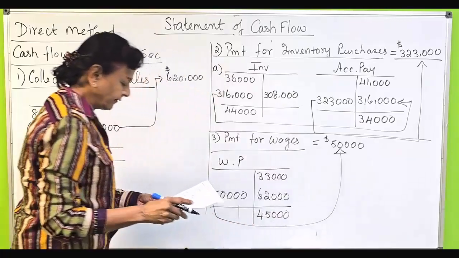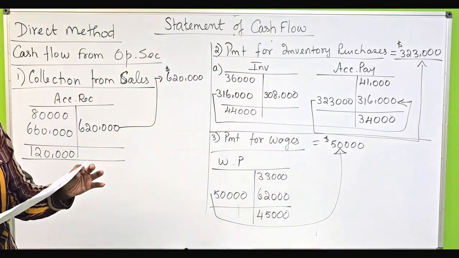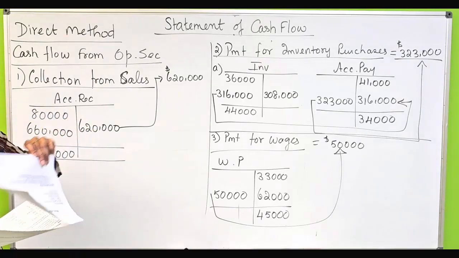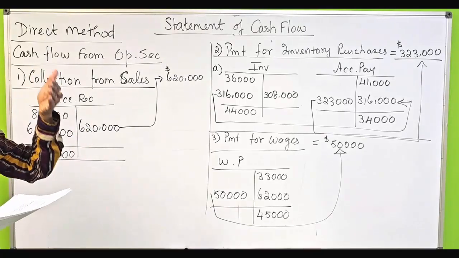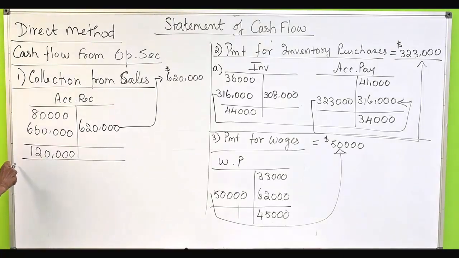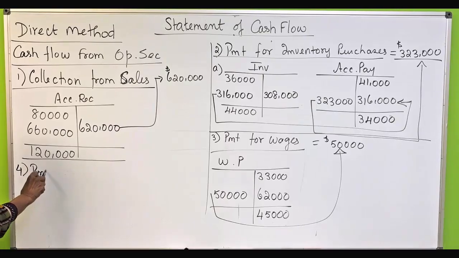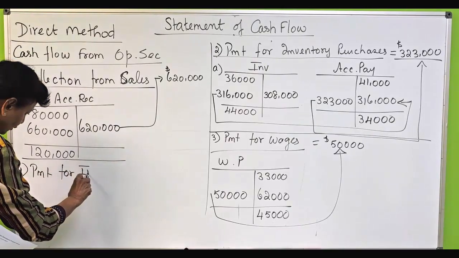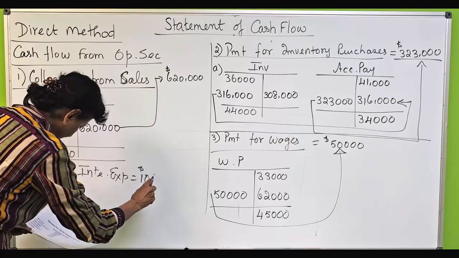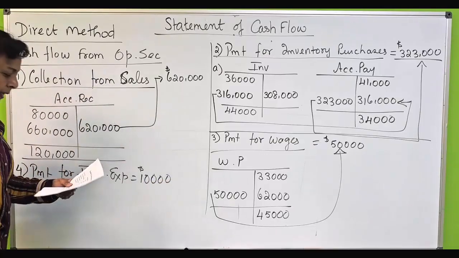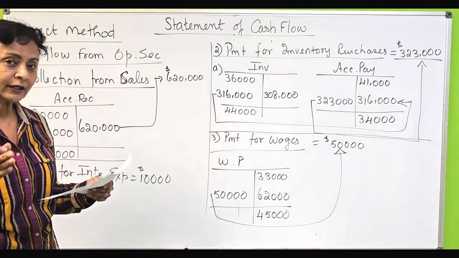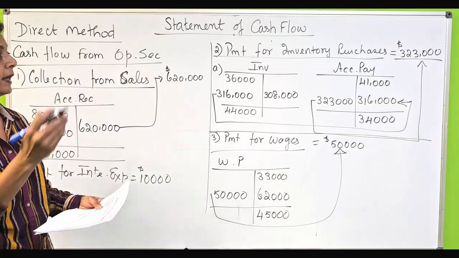And finally, if you look at your income statement, you have only one expense, interest expense. If you look at your balance sheet account, there is no interest payable. So that means the entire interest expense of $10,000 has been paid in cash. So the fourth one, payment for interest expense equals $10,000. And the last expense in your income statement is depreciation expense. This is a non-cash expense, so this has no relevance in the direct method.